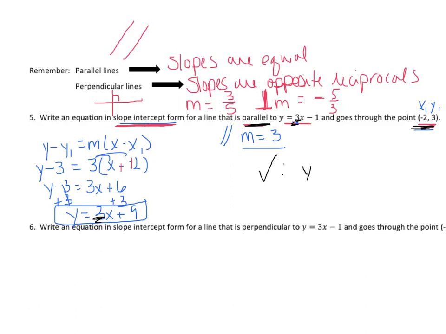We're going to have y equals 3x plus 9. So we're going to plug this point in for x and y. So y is 3, and that equals 3 times my x value of -2 plus 9. And let's see if that works. 3 equals, that would be -6, and -6 plus 9 is 3, so it does check out. So this is the correct answer.